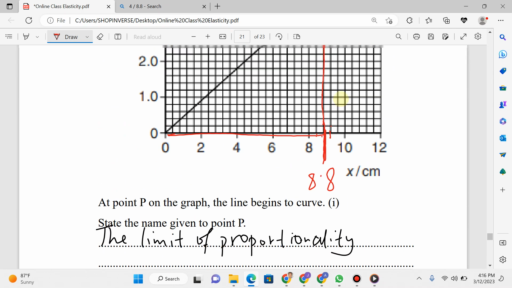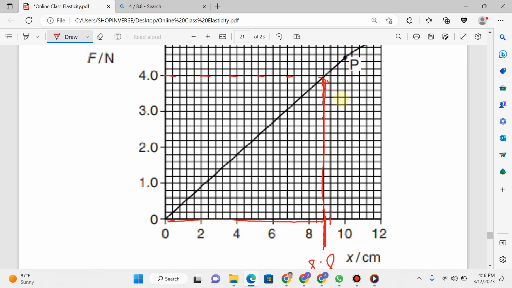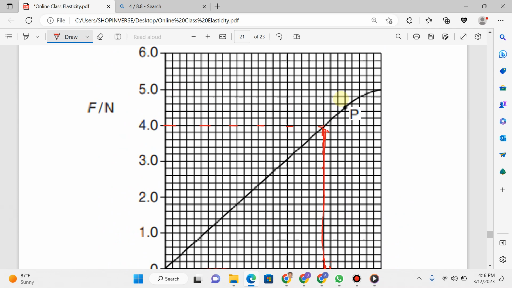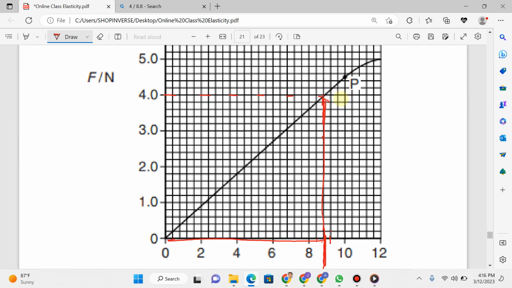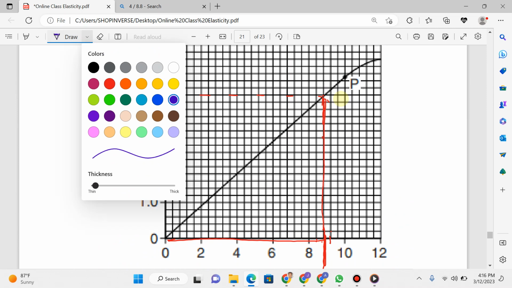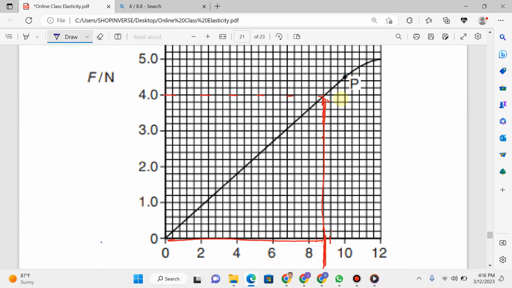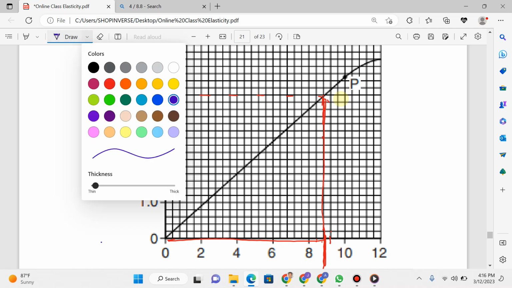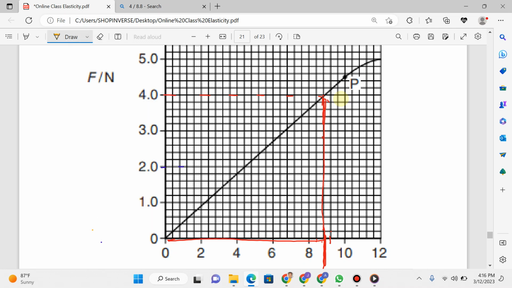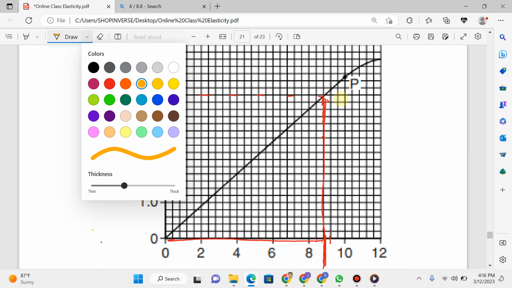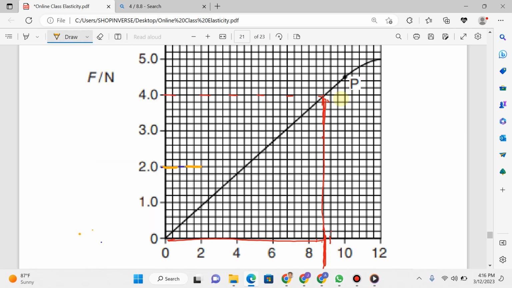So you go back to the figure, we look for extension of 2 cm, and then we draw lines. Let me use another color for that. Let me use color blue. Blue is not so obvious, so let me use color orange. Let me increase the thickness. We look for extension of 2 cm, we trace it to the graph and then we bring it downwards.